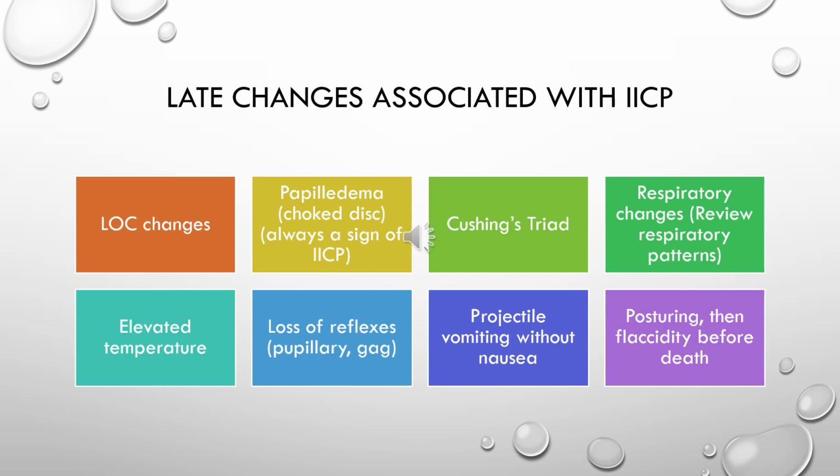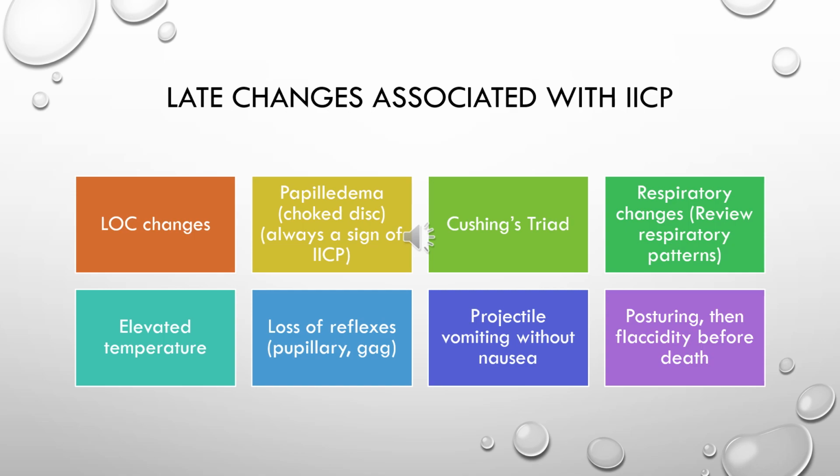Projectile vomiting without nausea, so they won't even feel nauseous. They'll just projectile vomit on you. Again, this goes back to pushing down on that vagus nerve, which can cause this. And then we can have posturing that can occur. I've got a slide, I think a couple down, that talks about the different postures. This is something we talked about in third semester, but we'll review that on a slide coming up.